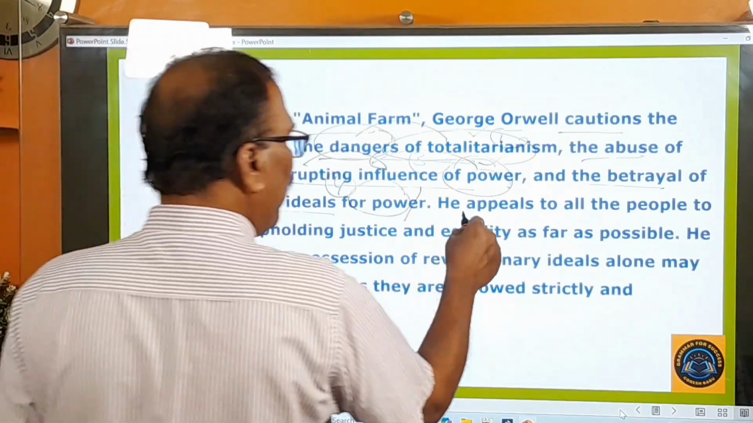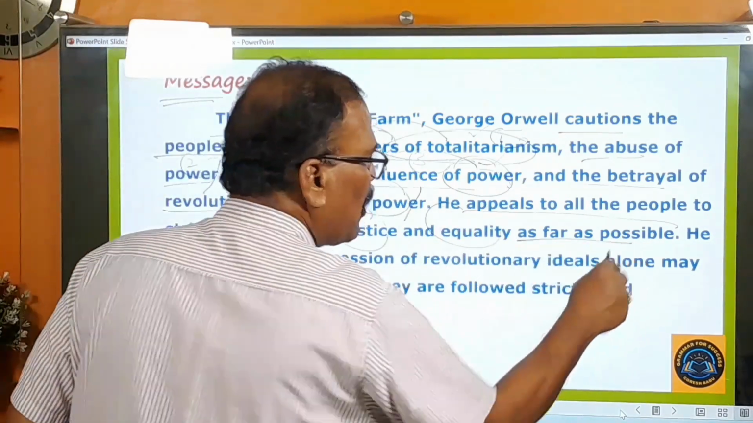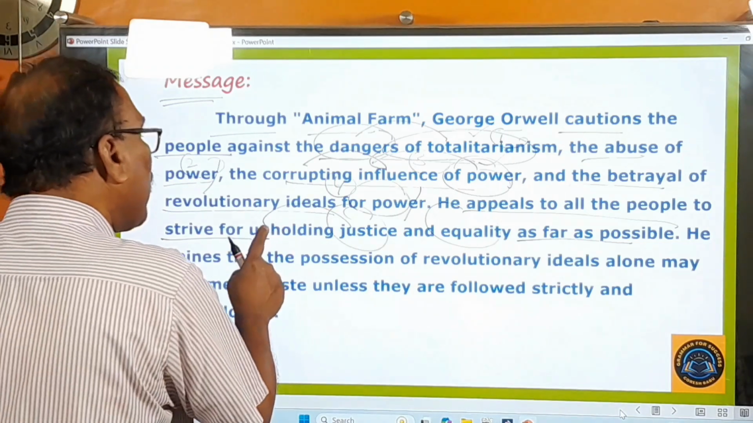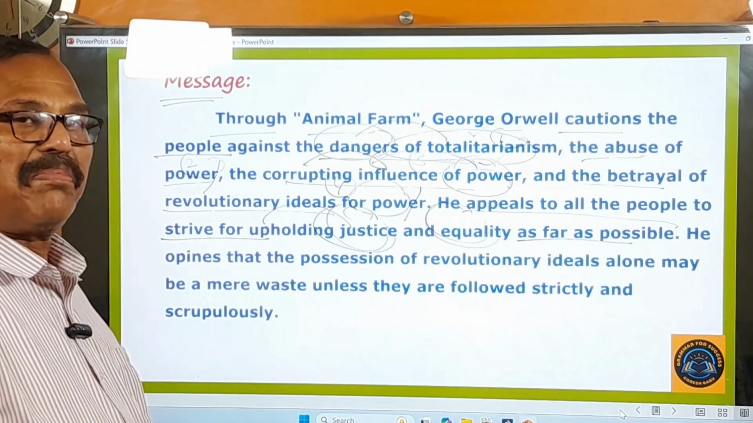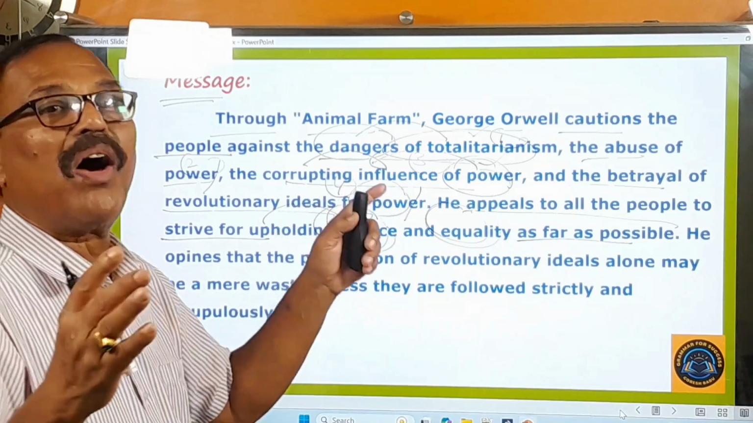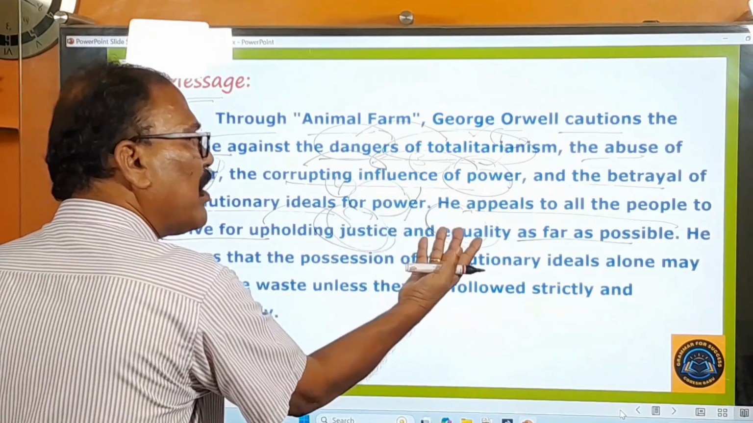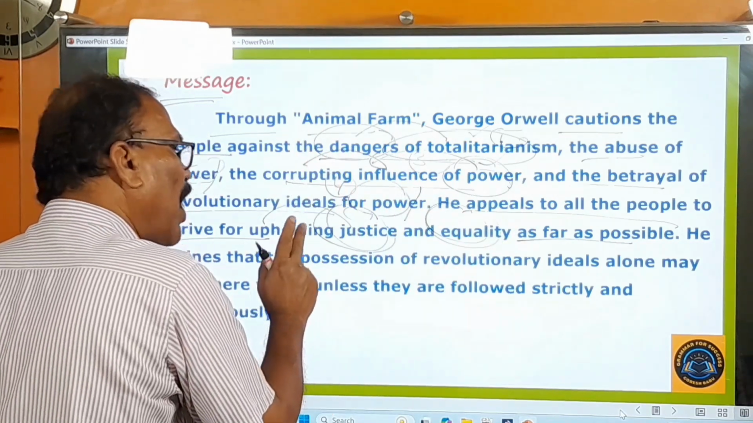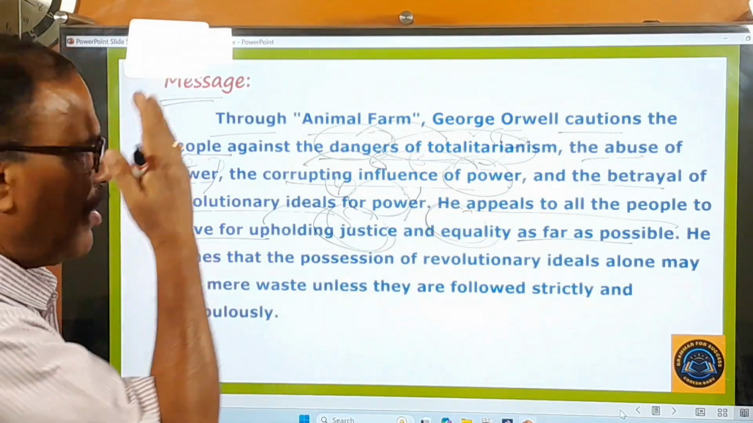And he appeals to all the people to strive for upholding justice and equality as far as possible. So he is appealing to all the people of this world to work for supporting justice and equality. All the people of this world must work for justice and must work for equality. These are the great virtues, justice and equality. So all the people of the world must strive for upholding, supporting, justice and equality as far as possible. So that is another point.